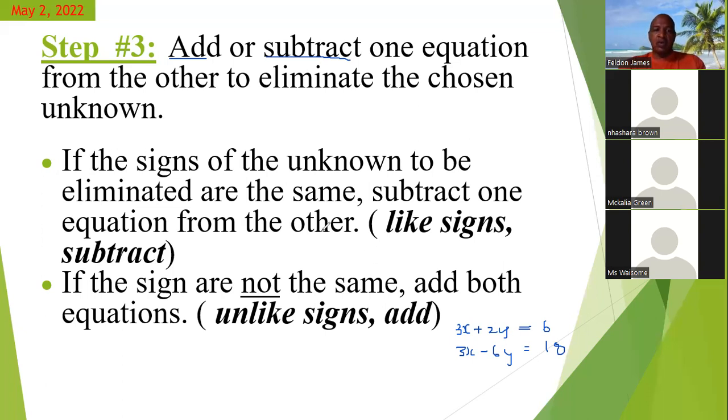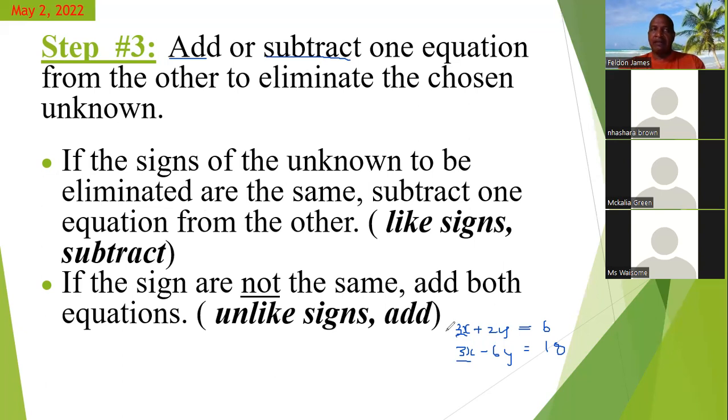Right? So you're looking at the unknown that you're eliminating. The unknown signs that you should focus on are those of the unknown you're eliminating. The sign in the middle is for the y's, not the x. And you're not eliminating the y's, you're eliminating the x. So the signs of the x are the same.